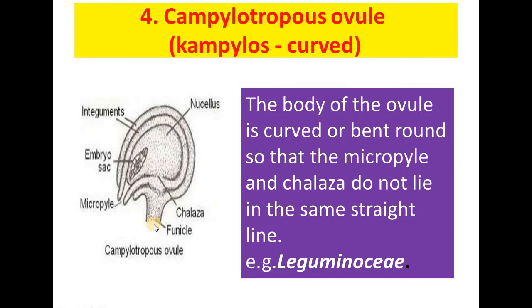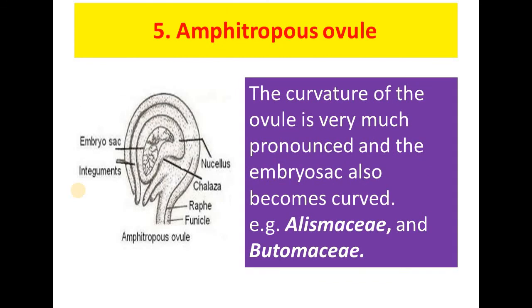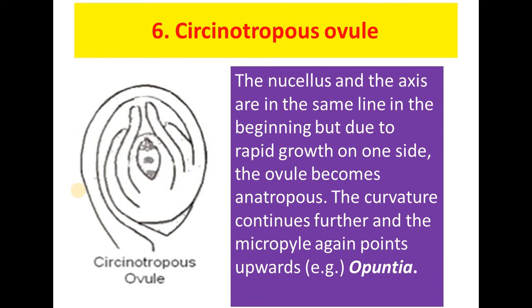In the fourth type, the curvature was there, and the ovule will be curved. That's why the micropyle and chalaza will not remain in the same line. In the fifth type, the curvature will be more pronounced, and as a result the embryo sac is also curved, and you can see such kind of ovule which will form a horseshoe type of shape. Then the sixth one was Cercinotropous, which is a very special type, in which a 360-degree turn will be there, and it is present in the Opuntia plant.